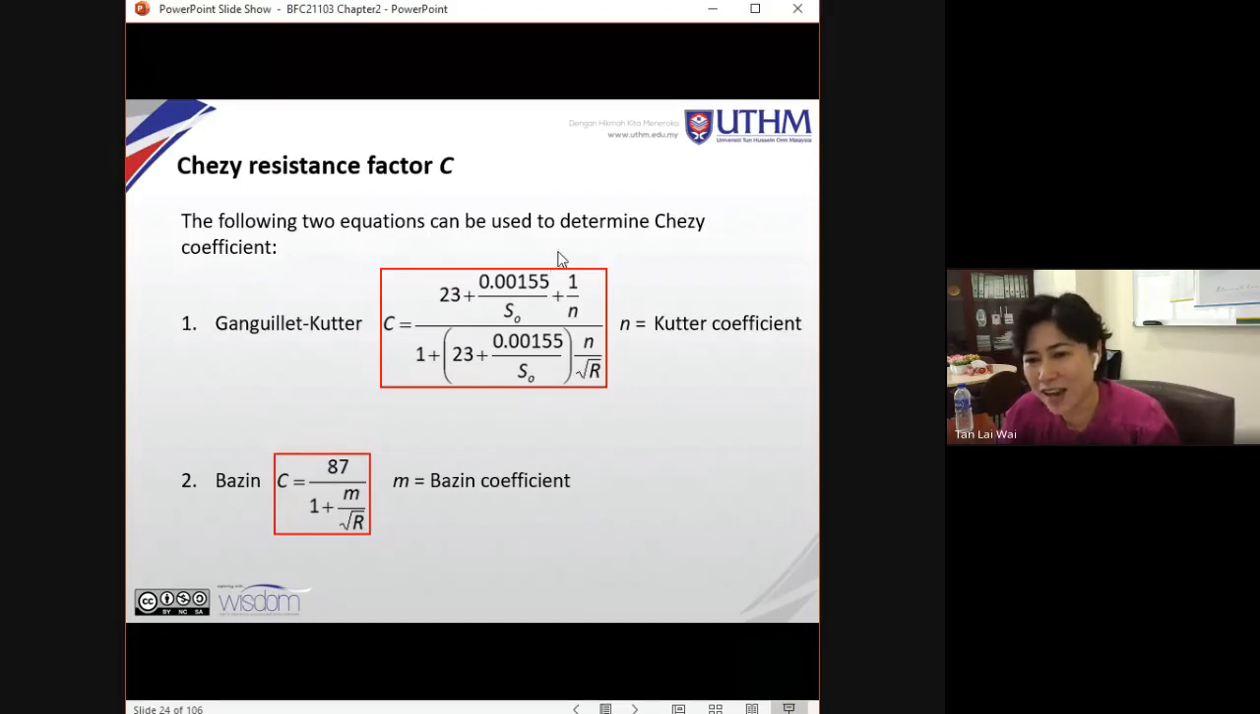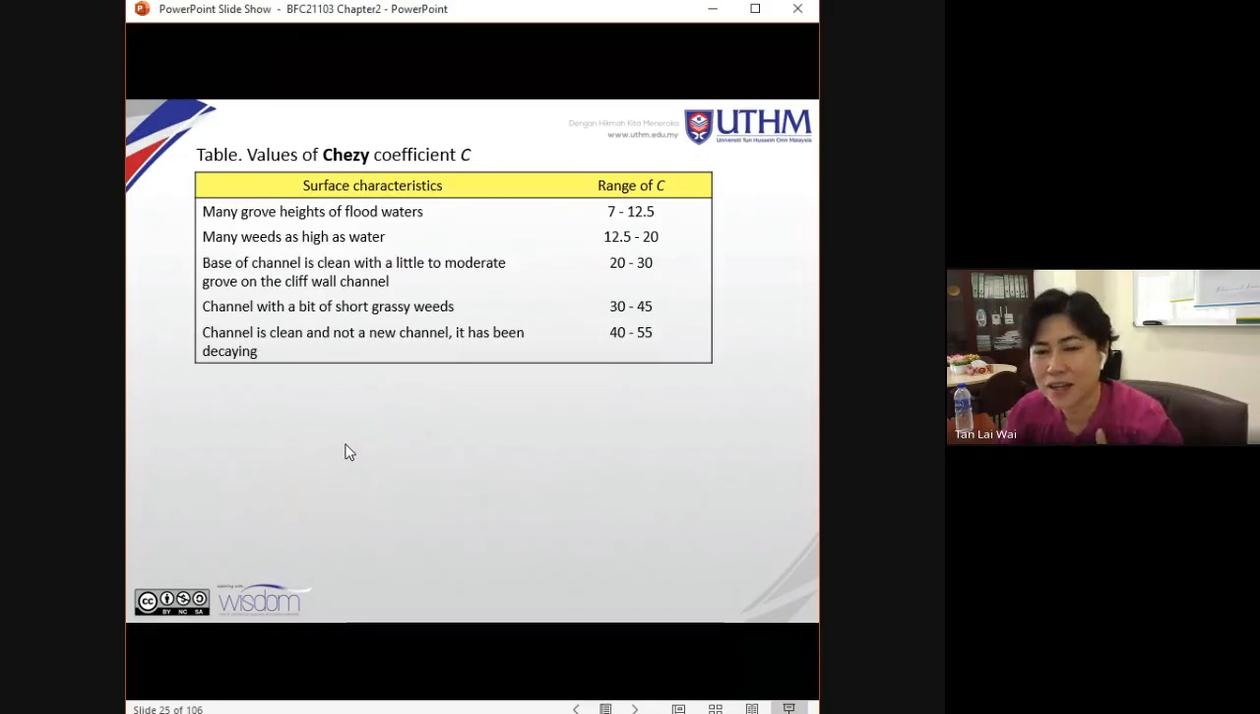Now, what is n? n is the Kutter coefficient. S naught is the bed slope. What is m? m is another coefficient, which is Bazin's. R would be your hydraulic radius, which is A divided by P. So you have that. Now, these would be the values of the Chezy coefficient.